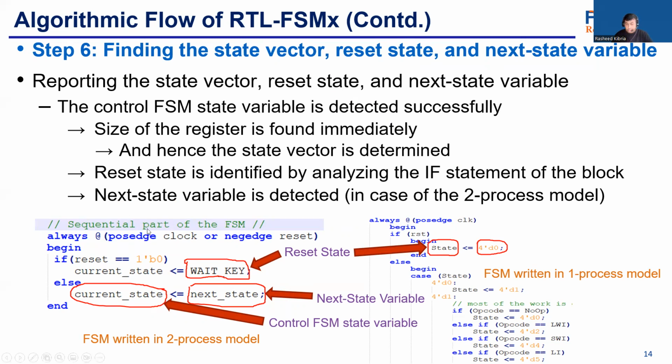And on the left hand side, you see an FSM written in the two process model. Here we see we have two reset states, and the reset states are always declared in this format. Upon some reset condition, we go to the reset state, otherwise we transit to the next state. So it obviously has a certain template in the two process model. A similar thing also applies for an FSM written in the one process model, and here we see the reset state declaration and also the other assignment to the control FSM state variable for extracting the state transition graph.